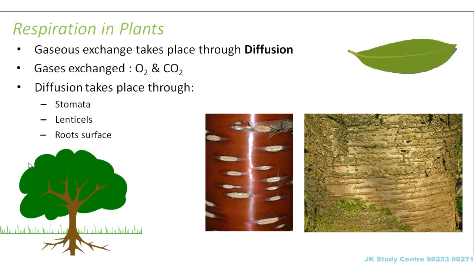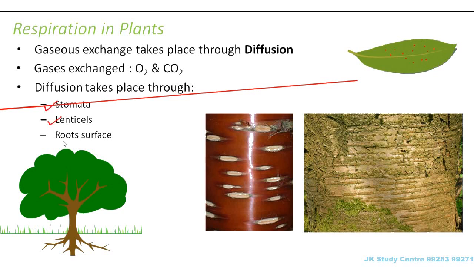Now the question is, which part of the plant actually takes part in this gaseous exchange? This diffusion takes place through stomata. I have already discussed what stomata are. They are tiny pores which are present on the surface of the leaves. So that is stomata. It can also happen through lenticels.